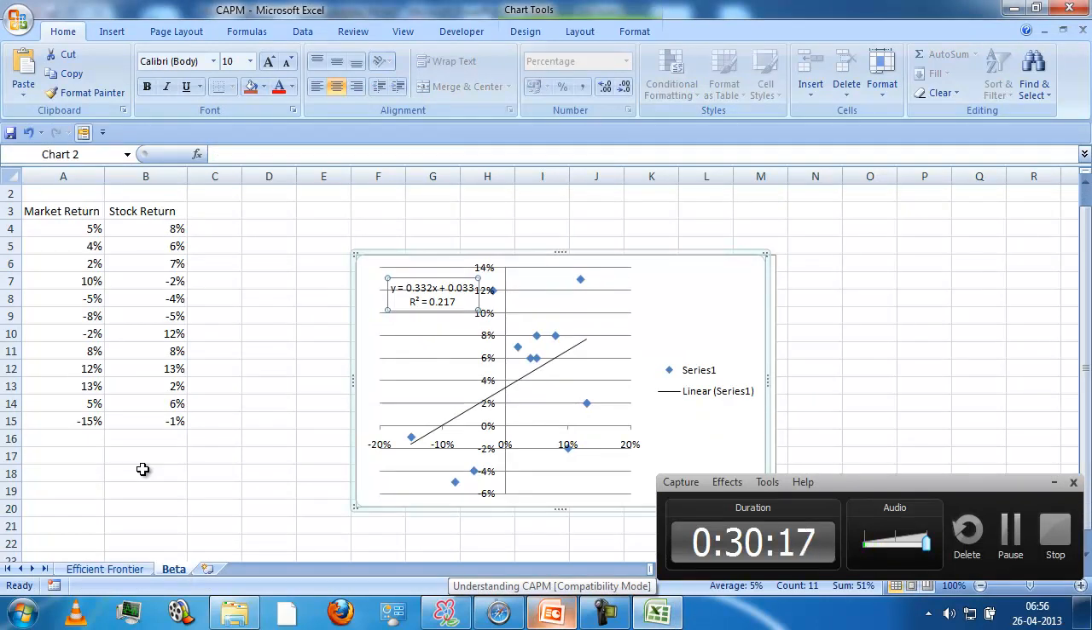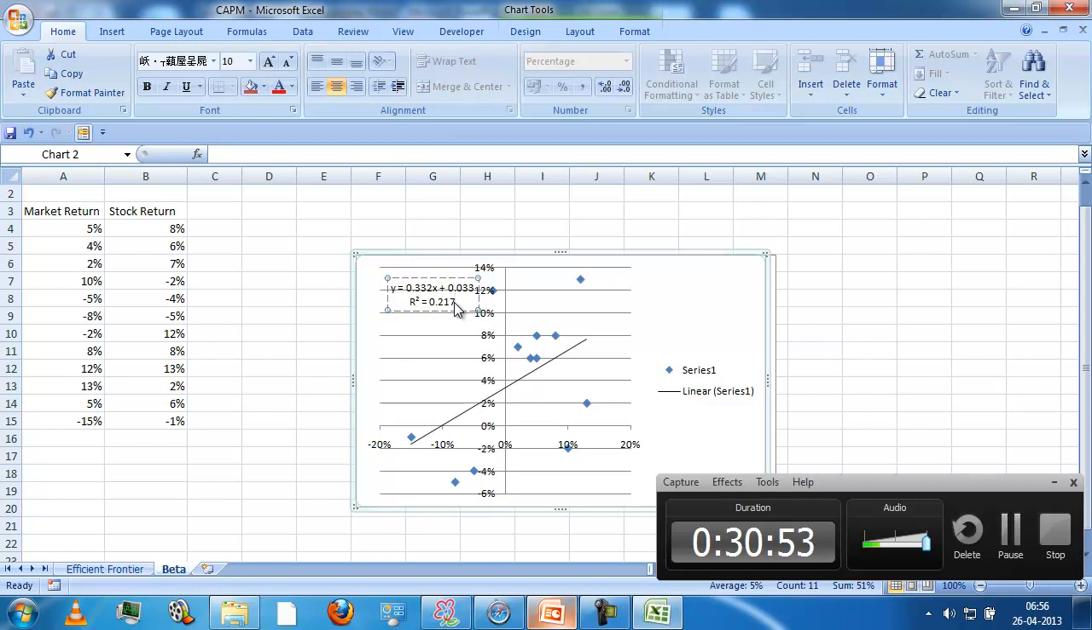You can take the data for the market return. The sample size, in this case, I've taken a small sample size. So from regression, you can recall that our R square value is low in this case. It's only 0.217. So if you take a higher sample size, then you might get a better R square value. Because I was illustrating it, I've taken a smaller sample size.